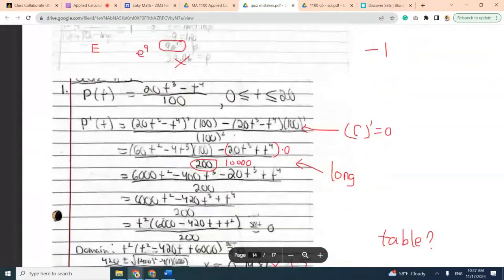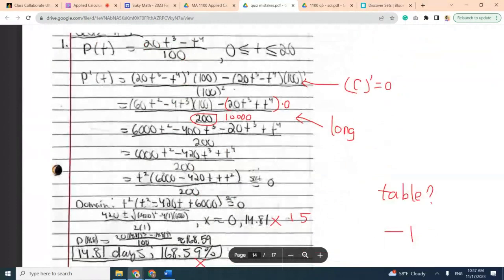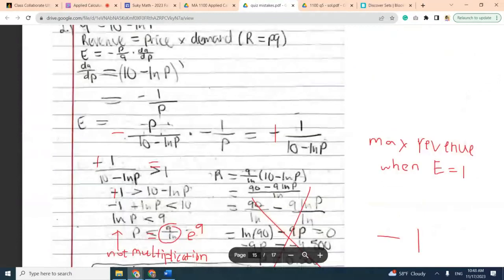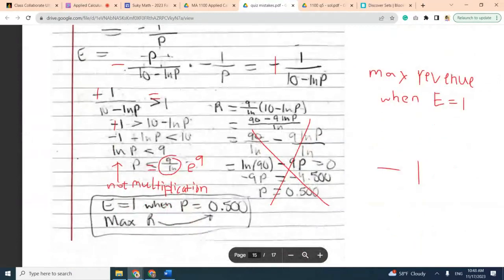And then here, 100 prime is 0. See, the derivative of a constant is 0. You don't need quotient rule, but you can still use it, but be careful: the derivative of a constant is 0, so these terms are gone. Okay, everybody? And also the table.